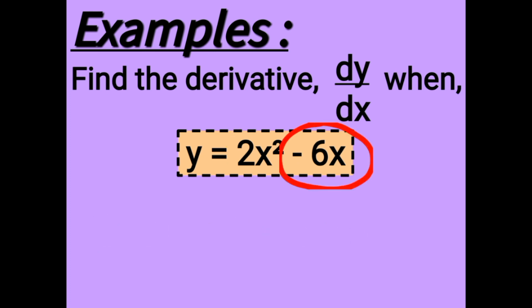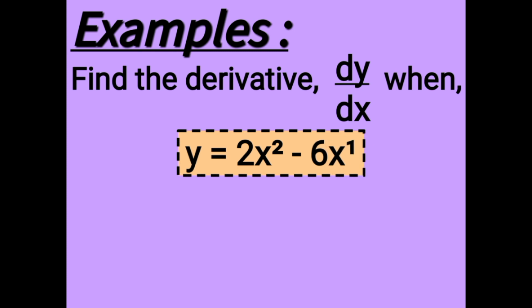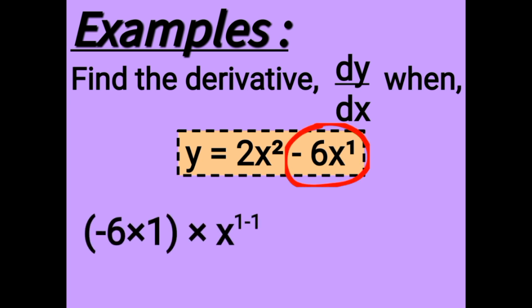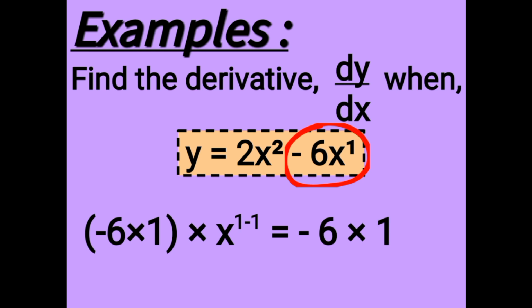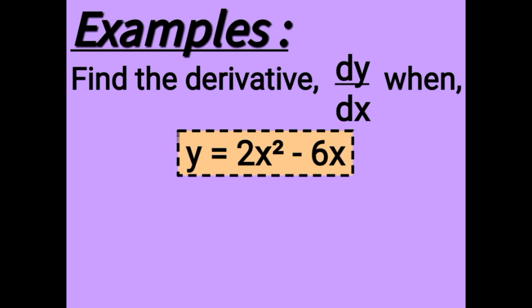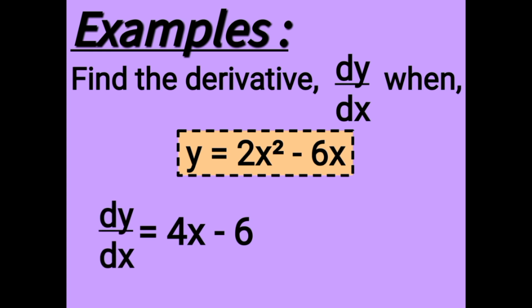Now, to differentiate minus 6x. Here, the power of x is 1, so to differentiate, we multiply the constant minus 6 by the power 1 and subtract 1 from that power. So, minus 6 times 1 times x to the power 1 minus 1 equals minus 6 times x to the power 0. x to the power 0 equals 1, then minus 6 times 1 equals minus 6. So, when y equals 2x squared minus 6x, dy over dx equals 4x minus 6.